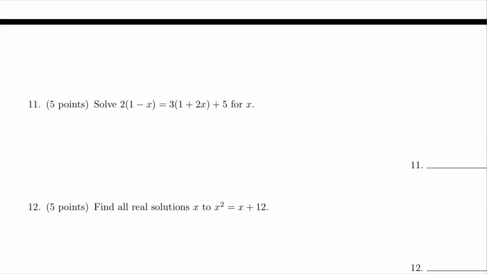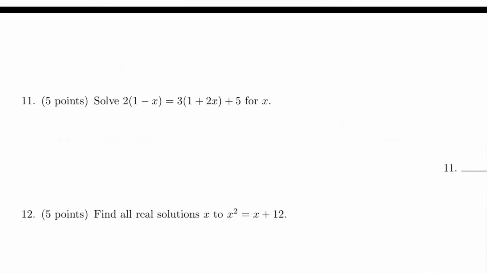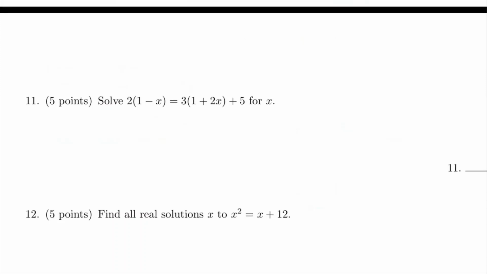Here we're going to solve this equation for number 11. Another problem that involves a lot of distribution. So you want to isolate x. First things first, distribute, so you can get rid of all the parentheses. So 2 times 1, that's 2. Minus 2 times x, that's 2x. And then 3 times 1 on the right-hand side, that's 3. Plus 3 times 2x, that's 6x. Still got a plus 5.